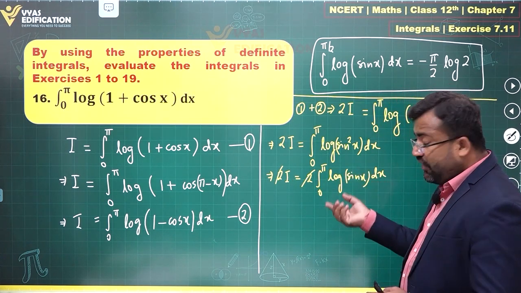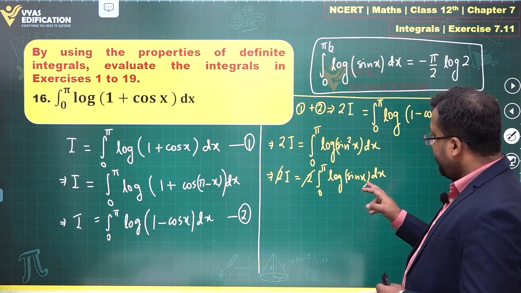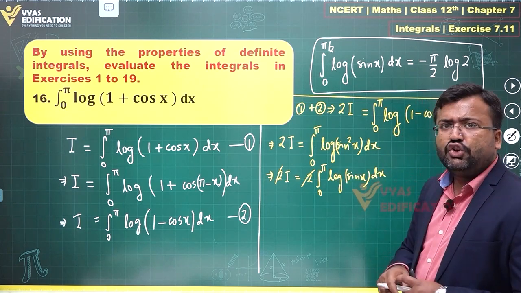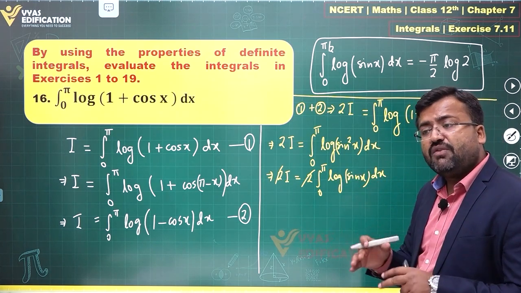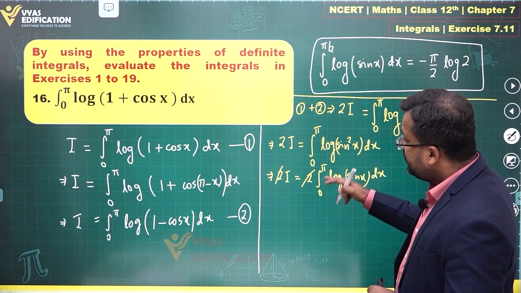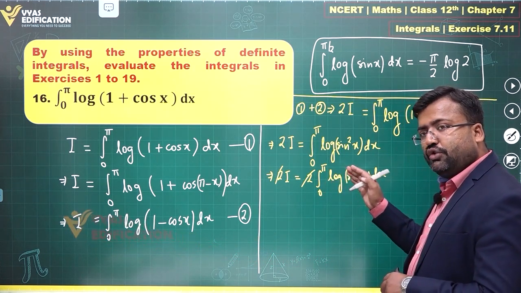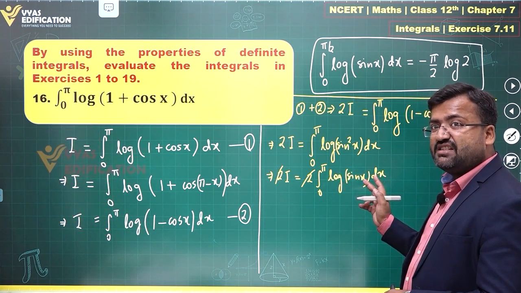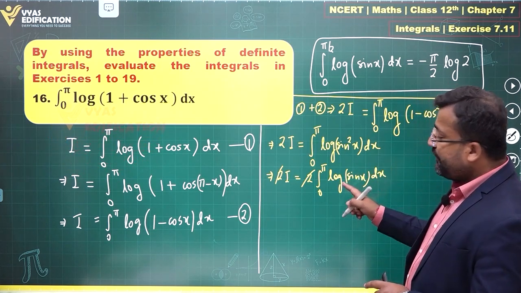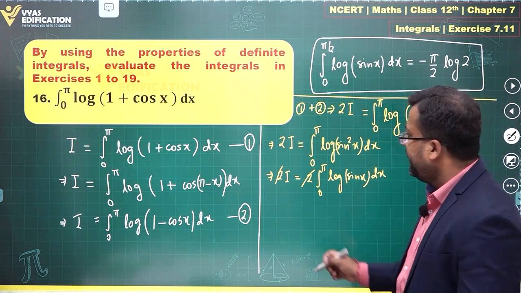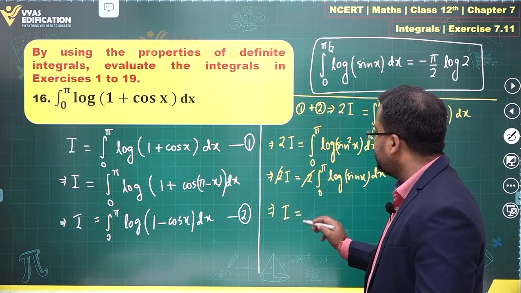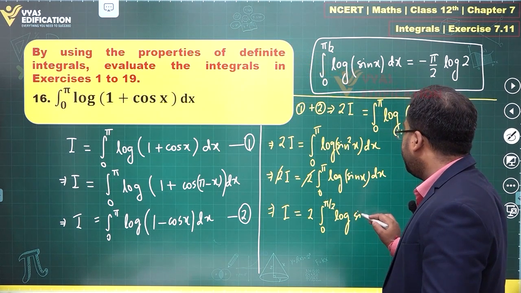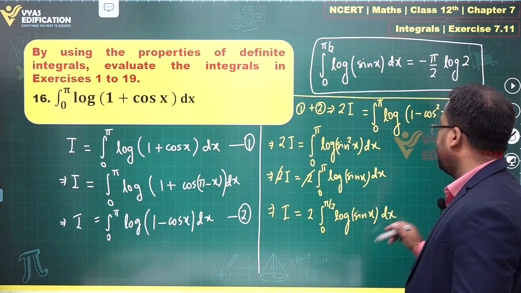Now if I apply that a plus b minus x property P3, what I get is sin of pi minus x, which is the same as sin x. So we're getting the same function. Let's take it as 2a and apply P5, or the special case P6, on this. The integral from 0 to 2a of f of x dx will be equal to twice the integral from 0 to a of f of x dx if f of 2a minus x is equal to f of x, which is already happening. So applying P6, this will be twice the integral from 0 to pi by 2 of log of sin x dx. This is what you'll get.